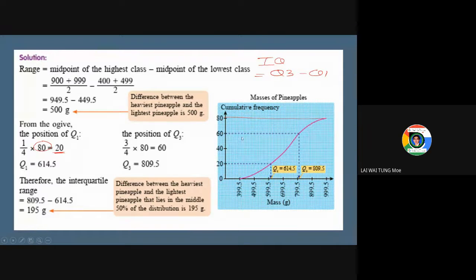And do the same thing for the third quartile, which is 3/4 times the total data. You get 60. From your cumulative frequency, you find the 60, and then go straight here until you reach the ogive and go down. So you find out your third quartile is 809.5. After that, to find the interquartile range, you just take the third quartile minus the first quartile. Then you get 195 gram. Okay, so that's how you find the interquartile range.